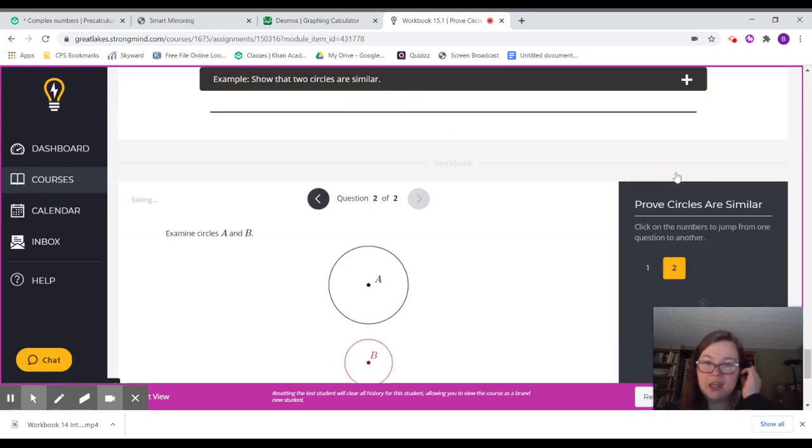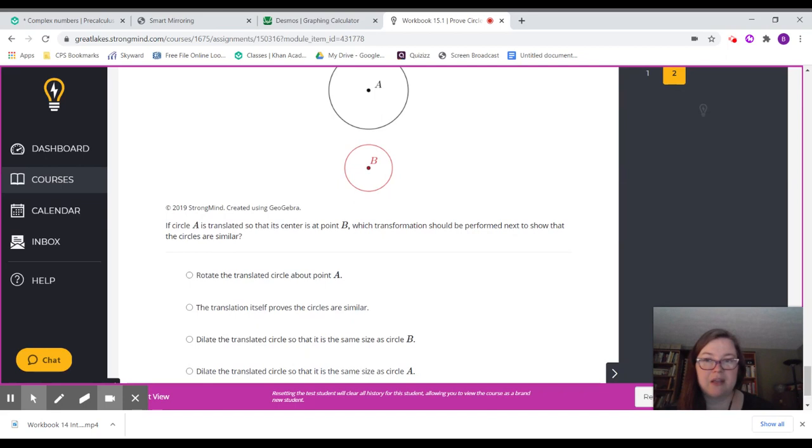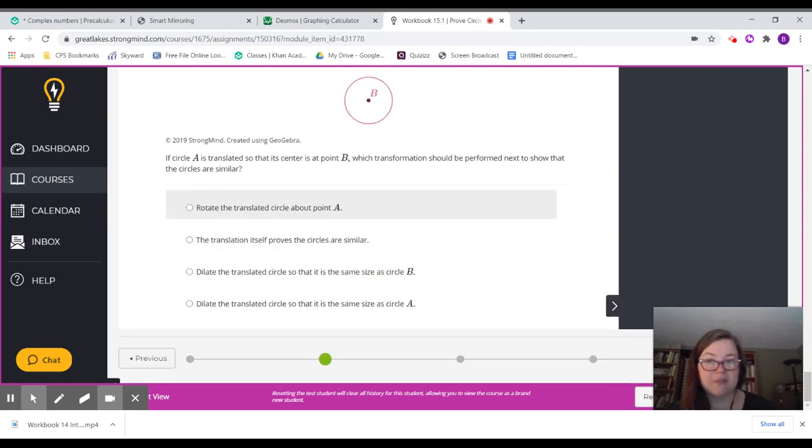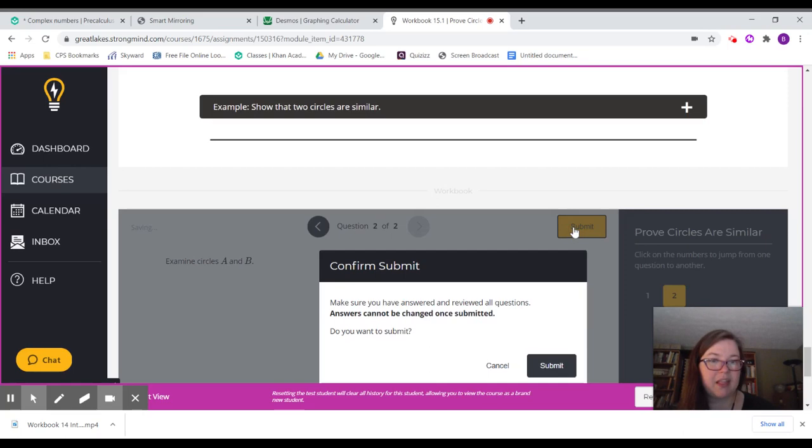Next one is examine circles A and B. If circle A was translated so its center was on B, which transformation should be performed next to show that the circles are similar? So if it was already translated, so that means a translation, a slide, so that A was on top of B, what comes next? It would have to be a dilation. So A is onto B, and we want to dilate it so it is the same circle as B. Okay, very good. That's 15.1.